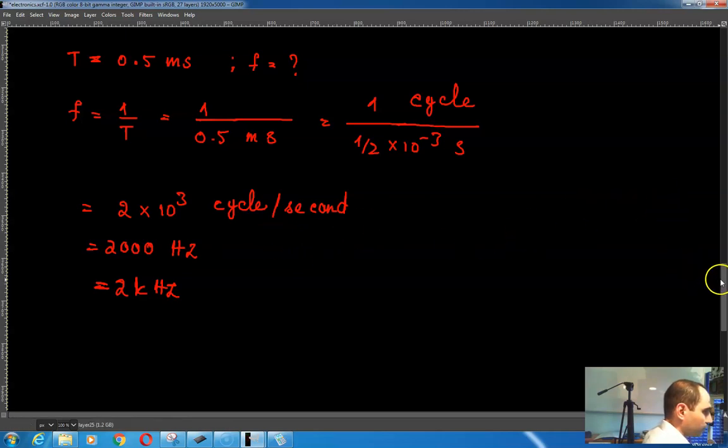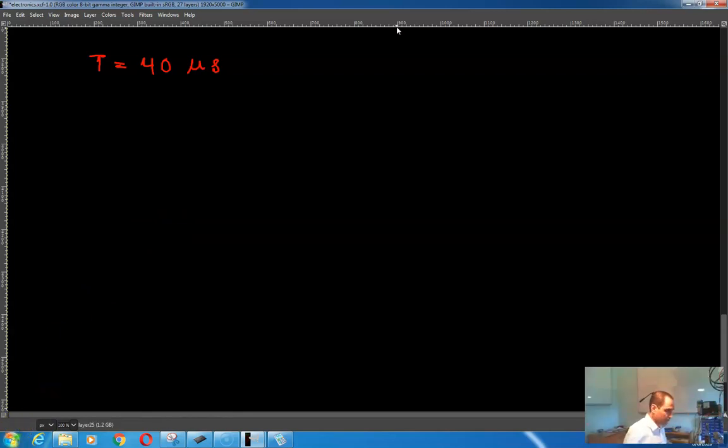Let's suppose, for example, that you want to calculate the frequency of a sine wave with a period of 40 microseconds. If T is equal to 40 microseconds, then you can calculate this using this. So now if your period is 40 microseconds, this is something you need to understand properly, because you're going to see this on an oscilloscope over and over again.